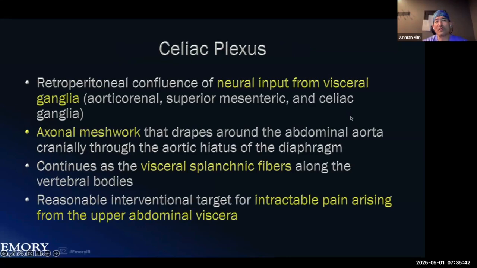So what's the celiac plexus? So retroperitoneal confluence of neural input from mesenteric organs. It's an axonal meshwork. It's not just a single nerve. It's a mesh, a spider web of nerves. So it continues upwards as splanchnic fibers along the vertebral bodies. So it's a good target for intractable pain arising from the upper abdomen.